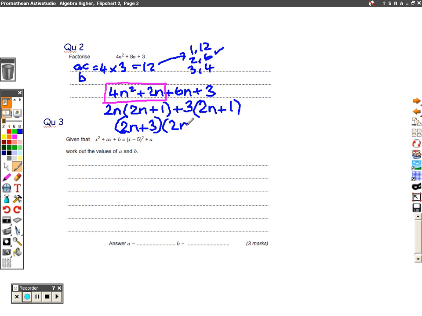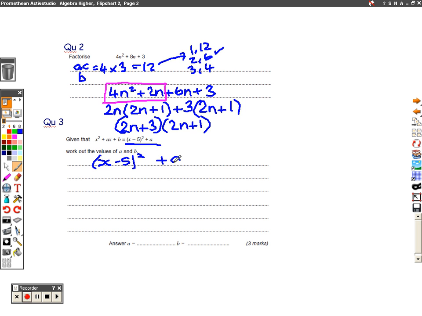Okay, question 3 is a completing the square question. Alright, now you've got an identity sign in there, which means manipulate with one side of your equation, and I would take this side to manipulate. So x minus 5 squared plus a, so x minus 5.